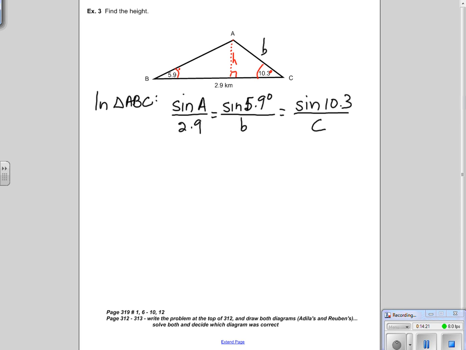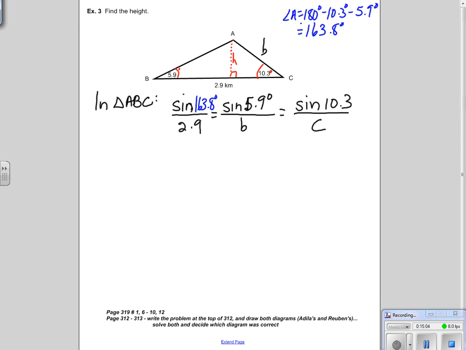Okay, it appears that we don't have enough information to solve this, but if I have 2 out of the 3 angles, I really do know the third angle. So we can replace that angle A with the appropriate angle, and I'm going to do that work off to the side. Angle A is equal to 180, subtract the 10.3, so it's an obtuse angle for sure, minus 5.9 degrees. I am left with an angle of 163.8.